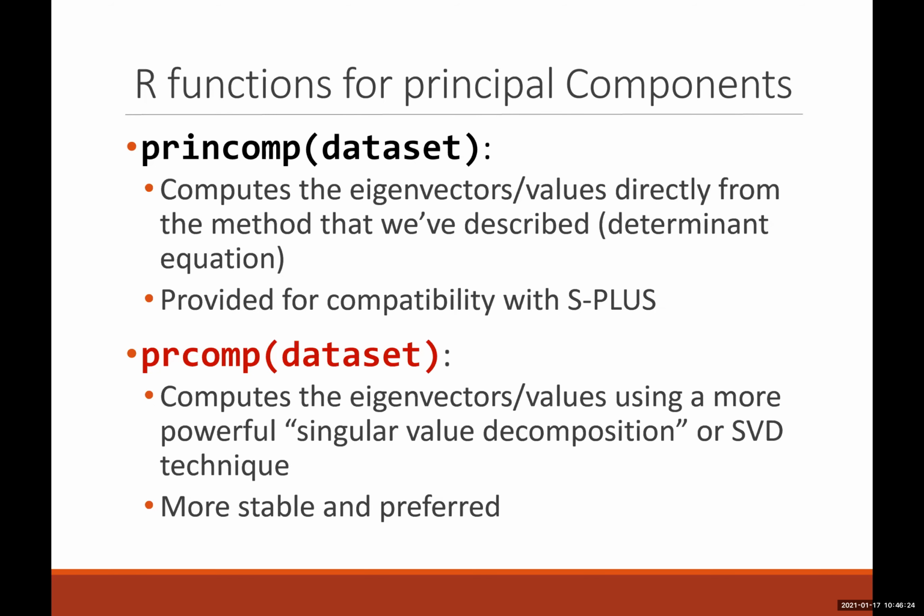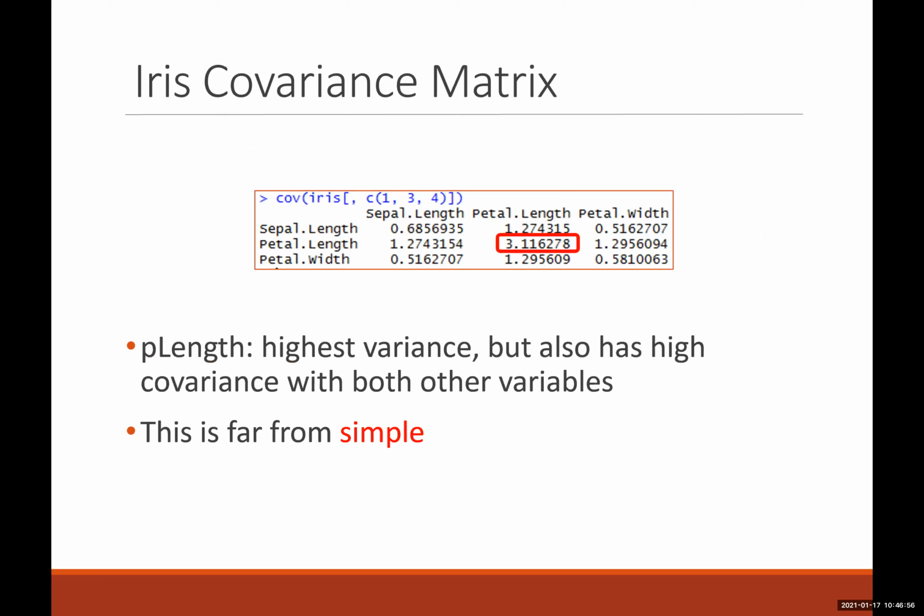As I said before, prcomp is more stable and preferred. It uses singular value decomposition, where princomp uses the eigenvectors and eigenvalues directly from the method using the determinant equation, something similar to what we talked about last week with the rotation matrix. Most of the time people prefer to use princomp or the principal function for visualization, but determine the number of components from prcomp.